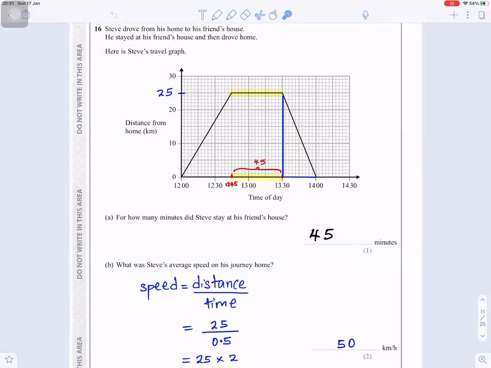Part B. What was Steve's average speed on his journey home? Speed is distance divided by time. So the distance is 25 kilometers and the time is 0.5. Between 1:30 and 2 o'clock is 30 minutes, and 30 minutes is 0.5, or half an hour. So 25 divided by 0.5 is the same as 25 times 2, which gives you 50 kilometers per hour.